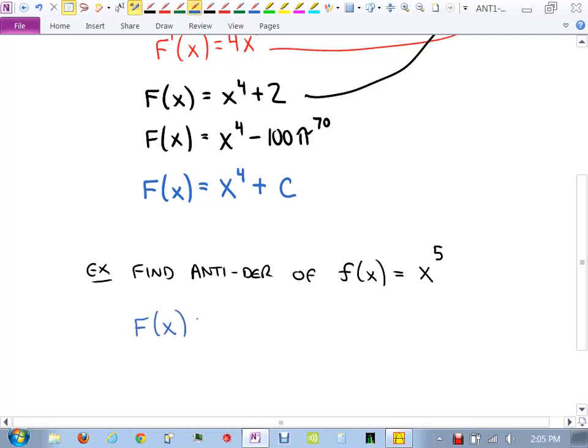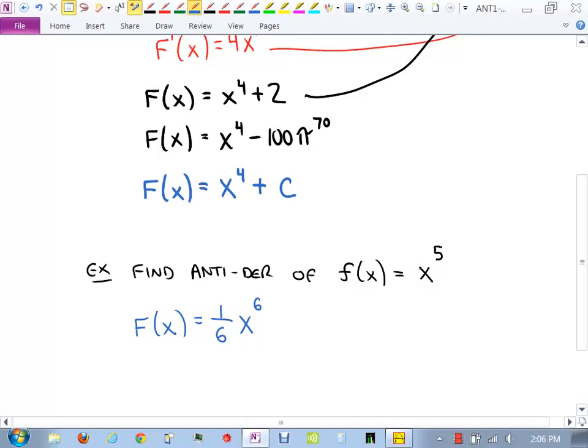1/6 x to the sixth. I'll talk about the c in a second. Do you see that? So I'm trying to cover up the 1/6. That's kind of weird. I can't cover it up. Imagine that 1/6 isn't there. What's the derivative of x to the sixth? 6x to the fifth. So that would give me the x to the fifth, right?